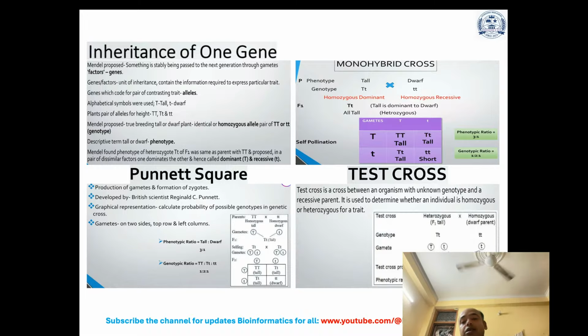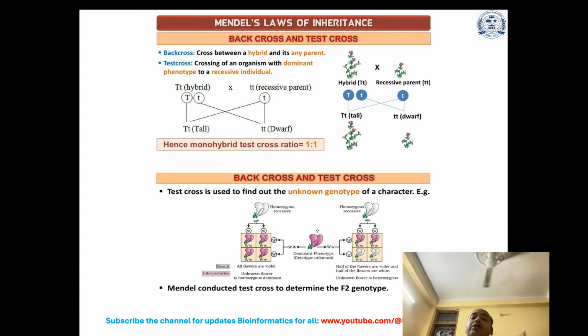And this is here, you can see it easily. Now, Mendel's law of inheritance. Here you also can understand backcross and test cross. Backcross is a cross between a hybrid and any one of the parents. Then test cross is a cross of an organism with dominant phenotype to a recessive individual.